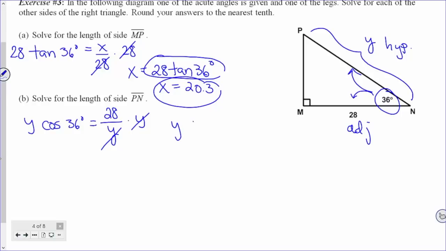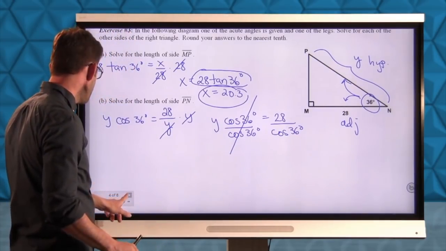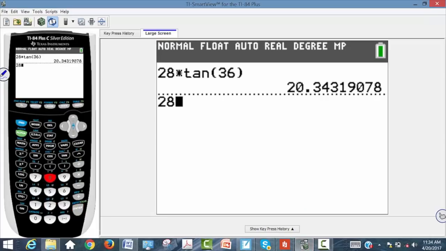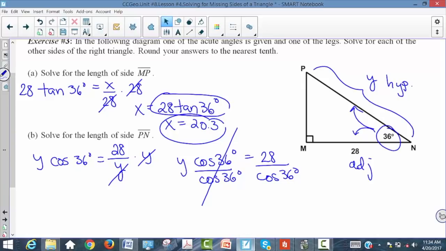In fact, you can go from here and then just divide by cosine of 36 degrees. Right? And now I want to put this expression into my calculator. Easy enough. 28 divided by the cosine of 36 degrees. All right, here we go. 28 divided by cosine of 36. And that now is the length of my hypotenuse, rounded to the nearest tenth, 34.6.